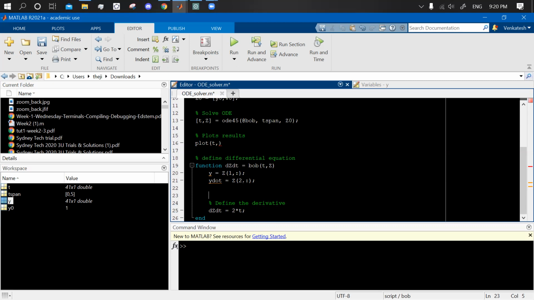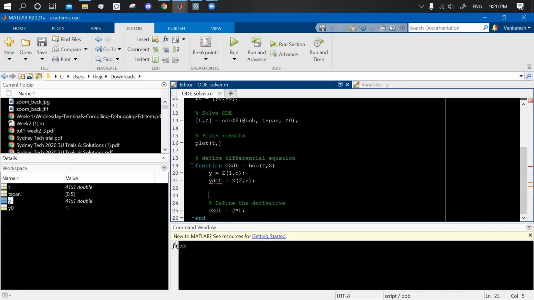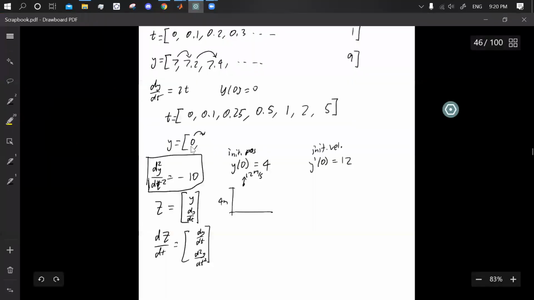Okay, so the derivative of the entire state is going to be y dot, which we already gave it. And then we got the second derivative. So what I know is that y double dot equals -10. And so the derivative dz dt is going to be y dot first and then y double dot. That's the way we pose this.